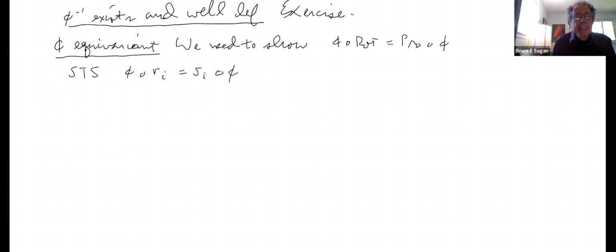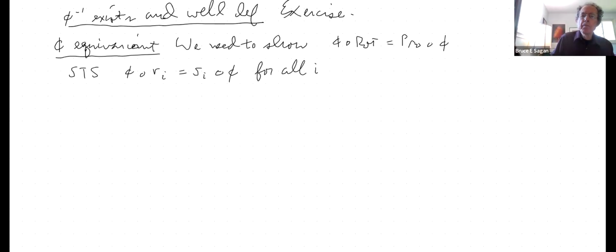And this is going to be easier to prove because the toggles just do very local, small things, whereas rotation and promotion are more global and harder to work with. Why does it suffice to show this? Well, of course, we need to show it for all i.